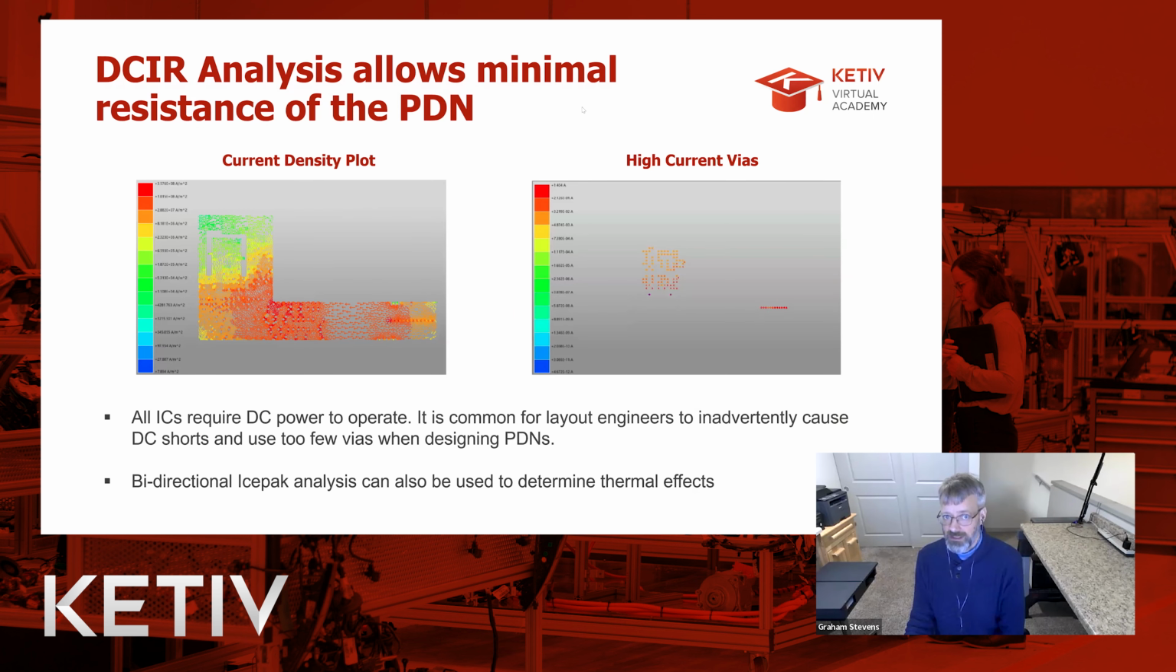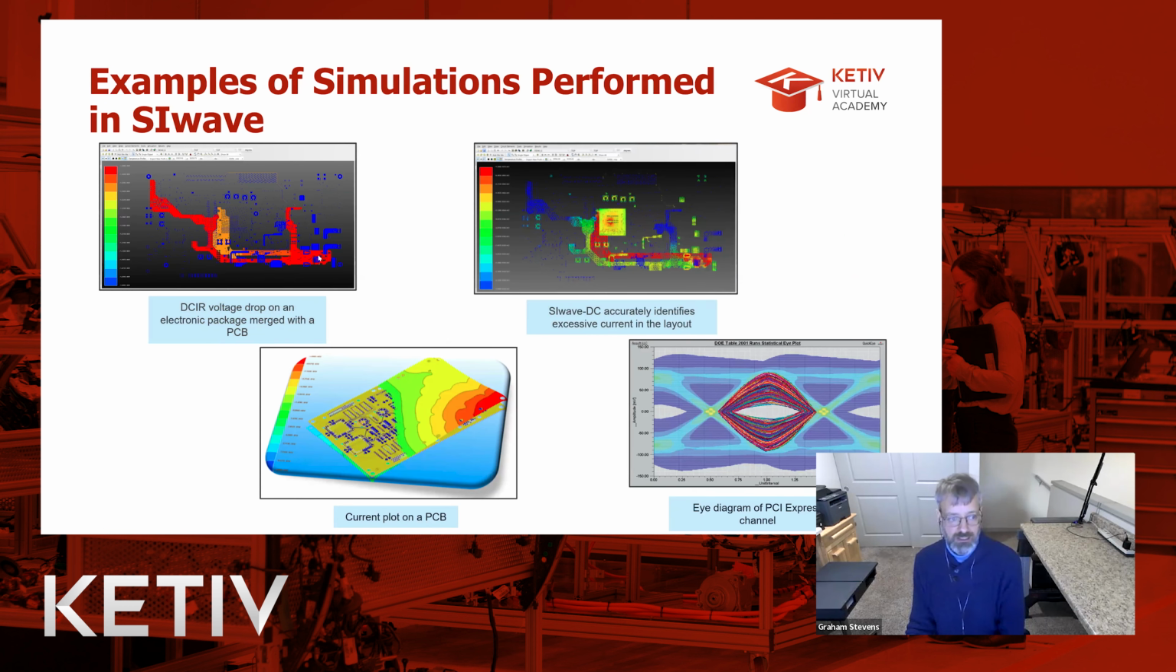In addition, on the DC IR side, you want to minimize the resistance of your power delivery network and validate whether you're getting shorts or you have enough vias. And so we do a DC IR analysis in SI Wave on the board to validate these issues. And then this is just another couple of graphs showing typical SI Wave analyses where we're looking at DC IR voltage drop on a PCB package, on an electronic board.